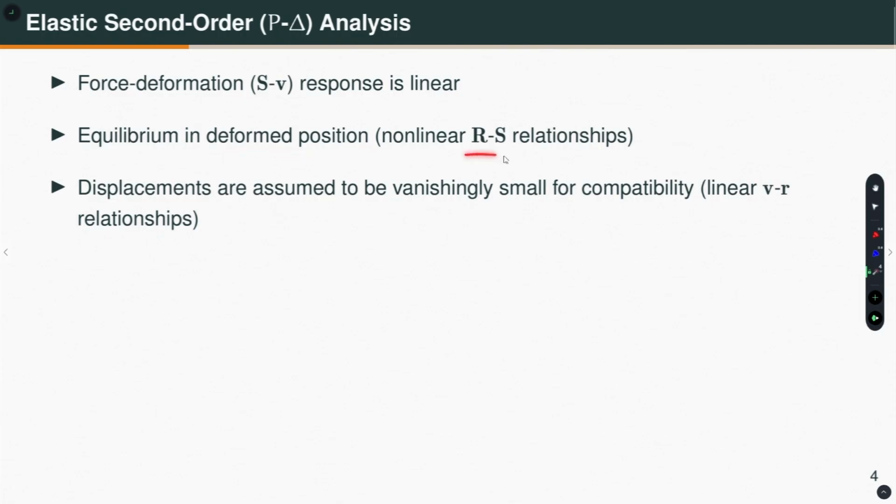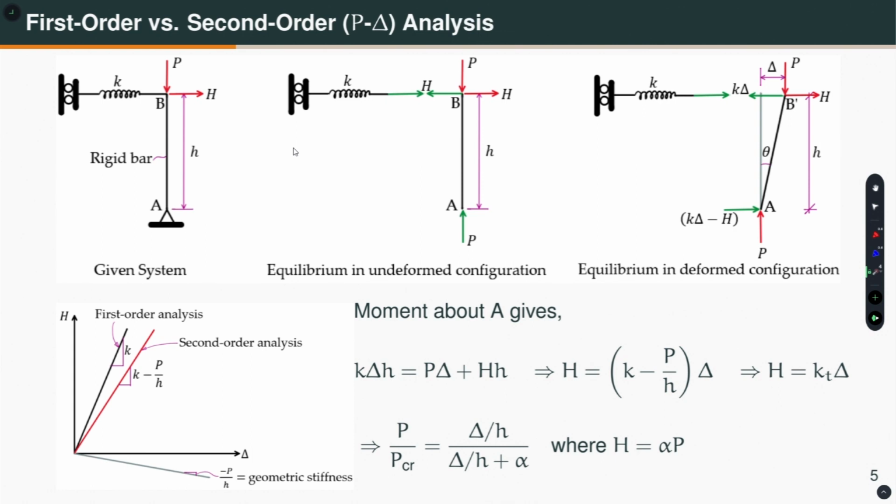So, RS relationships are nonlinear. Recall what is R? The vector of external forces, and what is S? The vector of internal forces in the members, okay. And displacements are assumed to be vanishingly small for compatibility. That means the VR relationships are linear. What do I mean by that? V means the vector of deformations, and R is a vector of displacements at the structure level. Okay. So, there is only one source of nonlinearity, that is the nonlinear RS relationship due to equilibrium in the deformed position. Okay. So, again I will take the help of this same example.